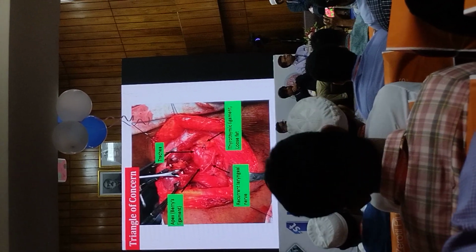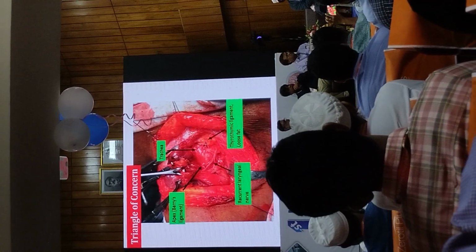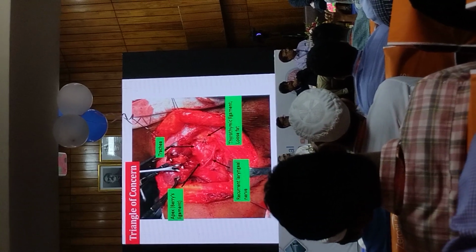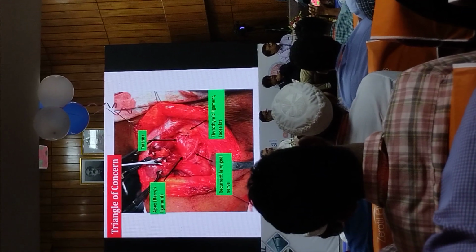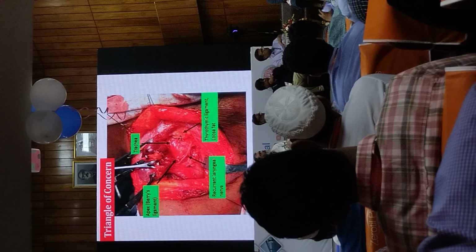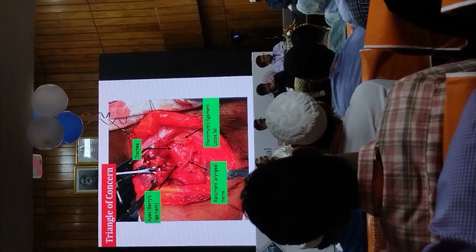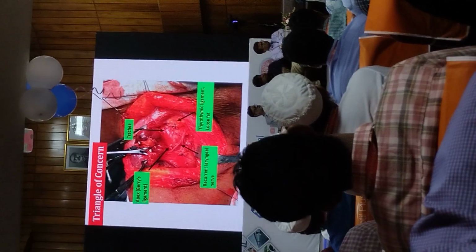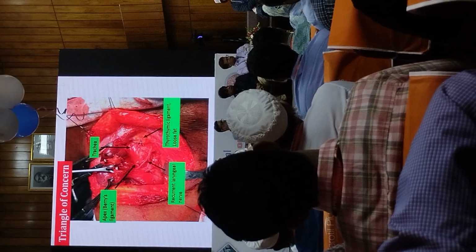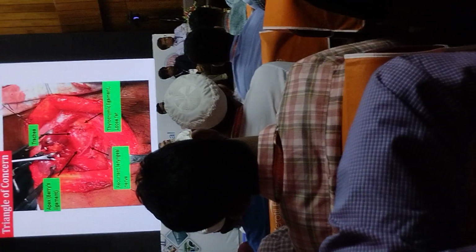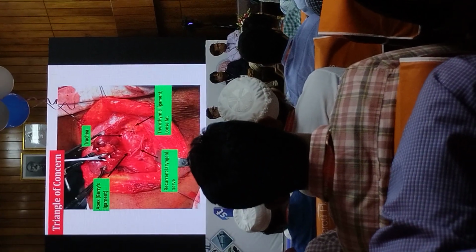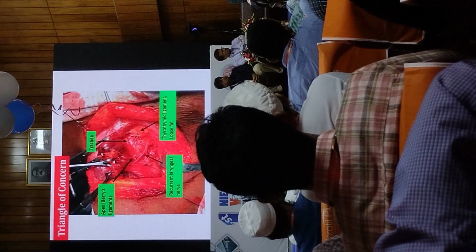This triangle is bounded in the midline, this is the midline over the trachea, and laterally it is bounded by the recurrent nerve, and inferiorly it is bounded by the hyalothymic ligament. So this area is a triangle of concern. Why is it a concern for the surgeons?